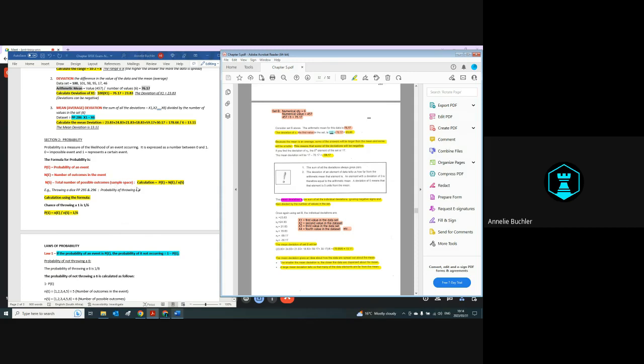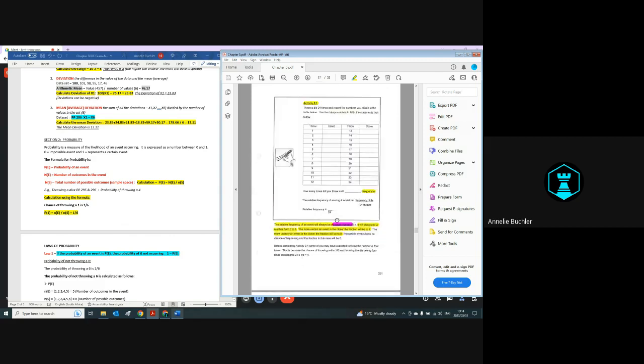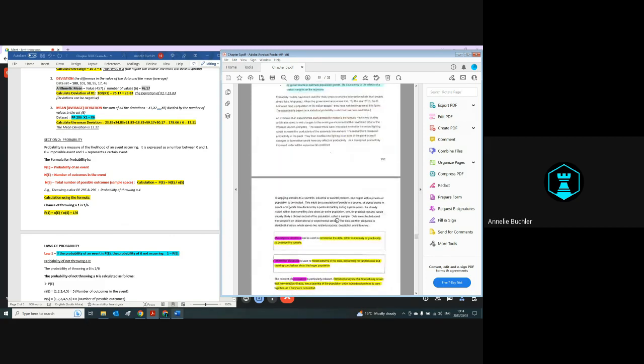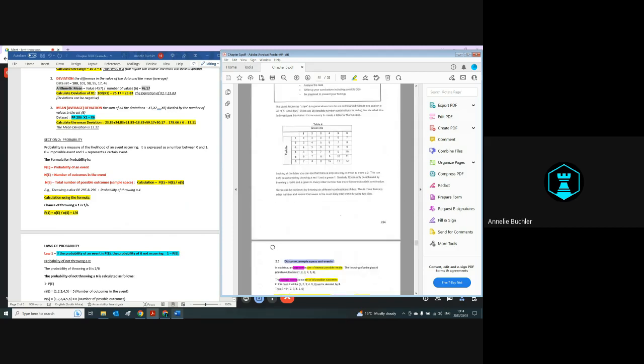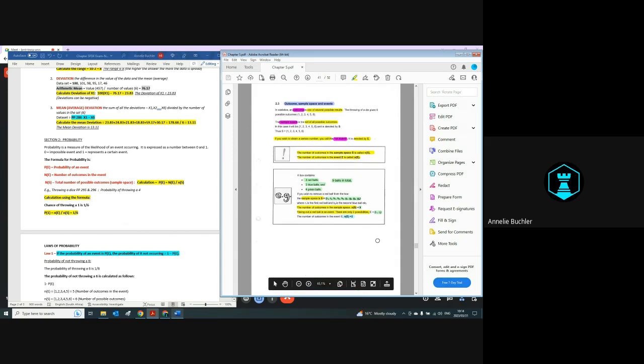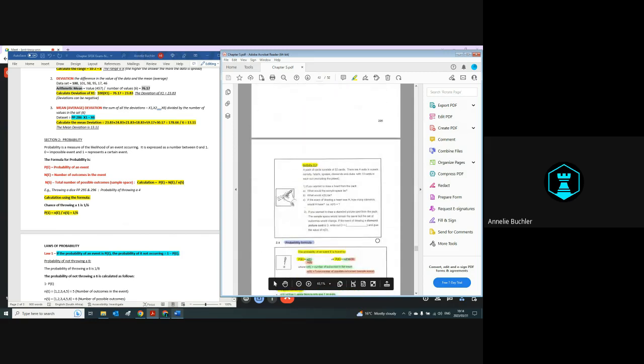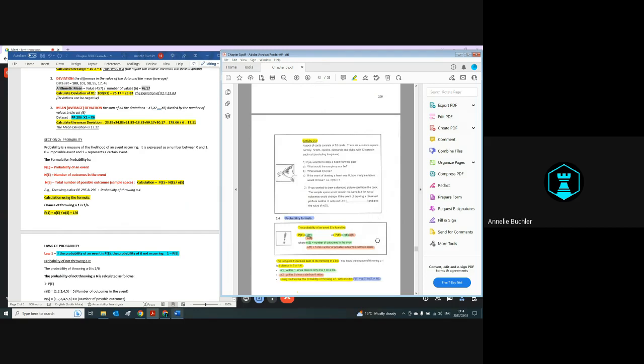How you do the calculation of the formula is your probability of an event equals the number of outcomes of the event divided by the total number of possible outcomes. So example, throwing a dice, on pages 295 and 296. Sorry, I got a bit behind here. Remember to mark all your definitions. I'm not going to go through the definitions, and I didn't put the definitions in the notes. I basically just put your calculations in the notes.